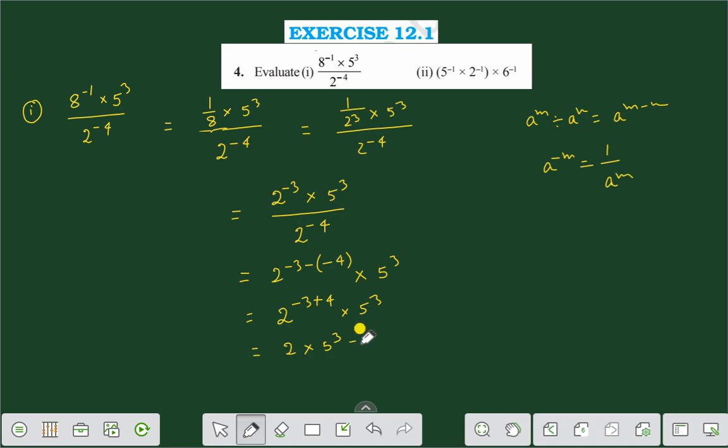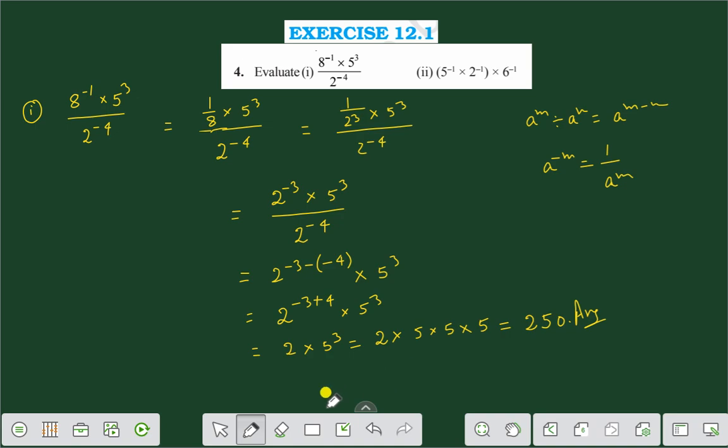That we are getting 2 into 5 into 5 into 5. That is 5 into 5 is 25, 25 into 5 is 125, 125 into 2 is 250. The answer is 250, and that is the answer of question number 1.